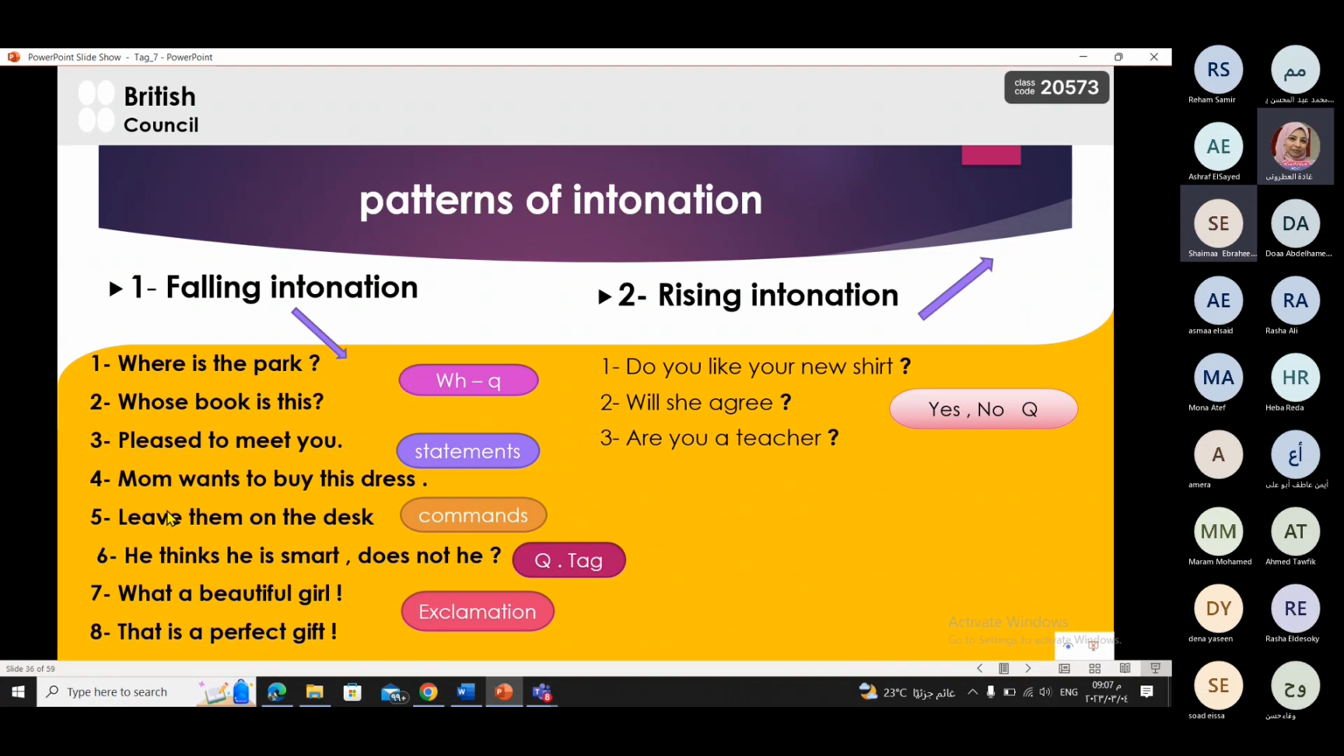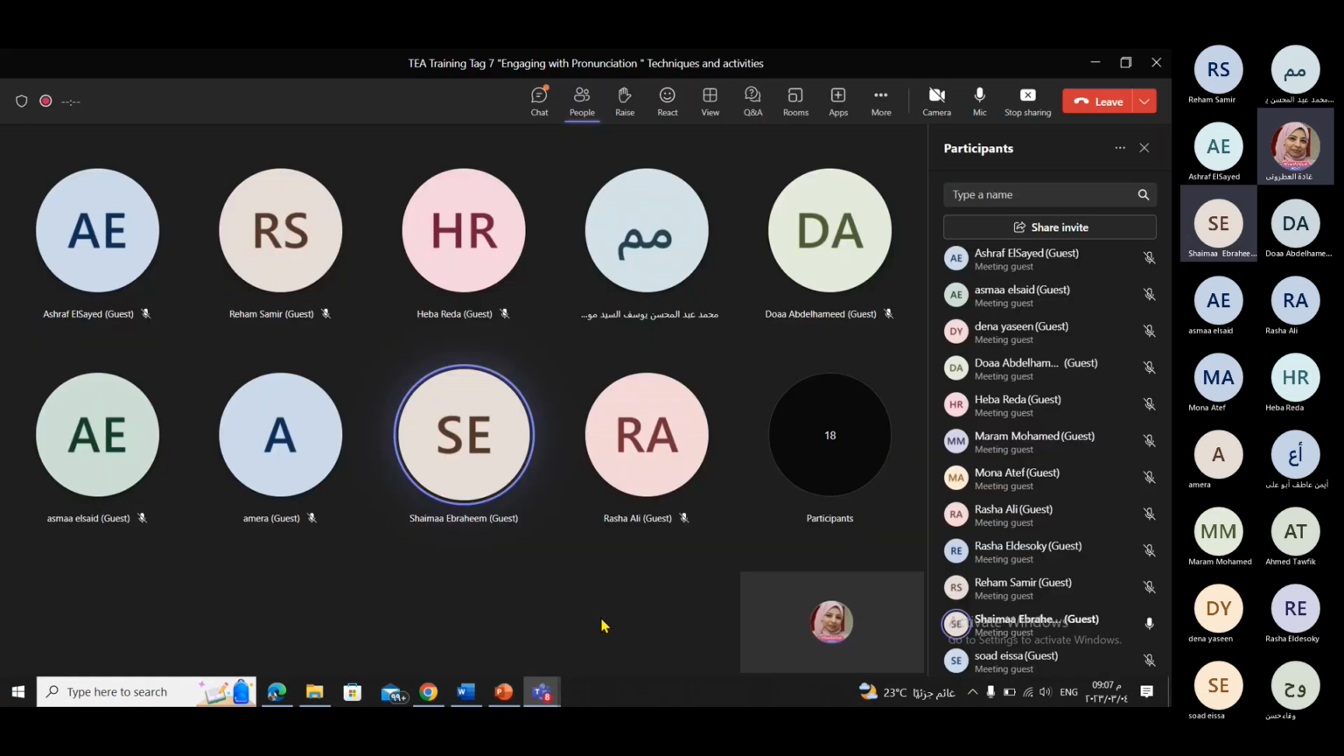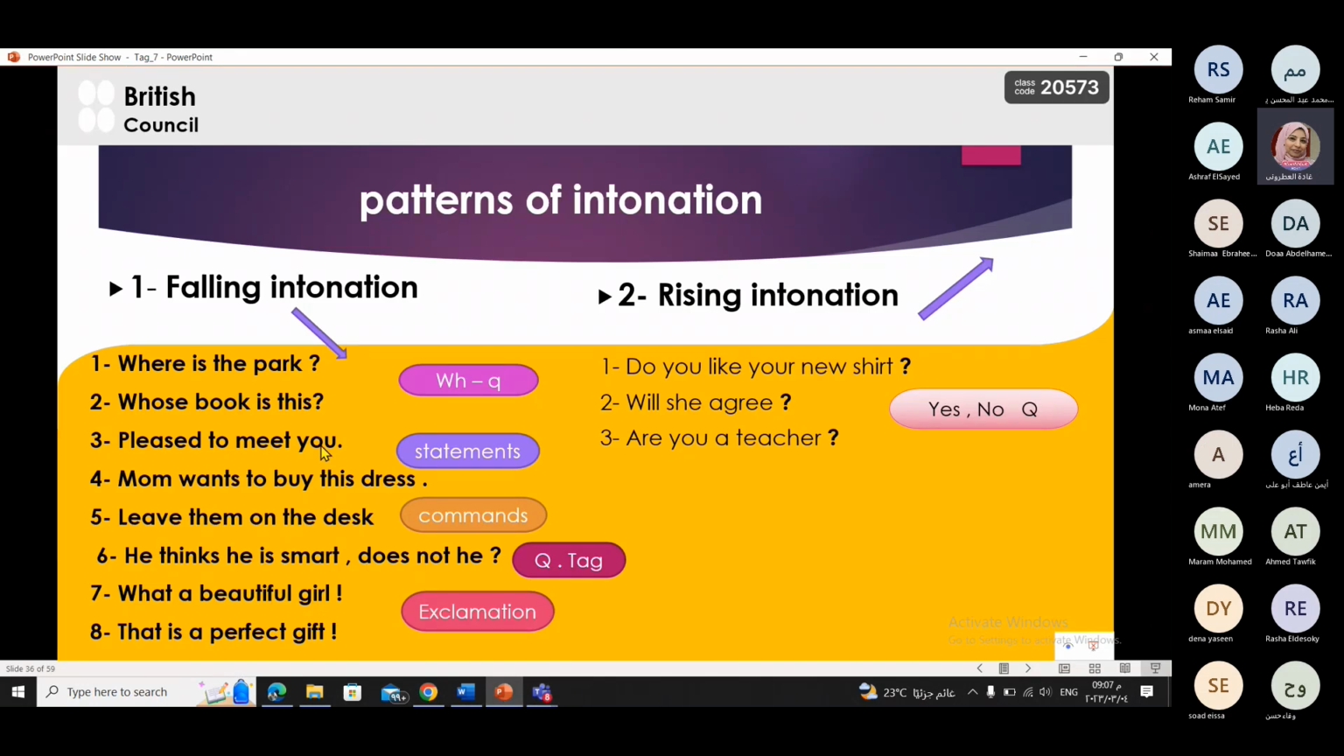Where is the park? Where is the park? Shaima, yes, go ahead. Whose book is this? Yes, good. Whose book is this? Excellent. The intonation goes up or falls down?